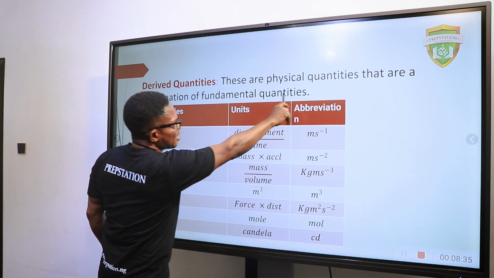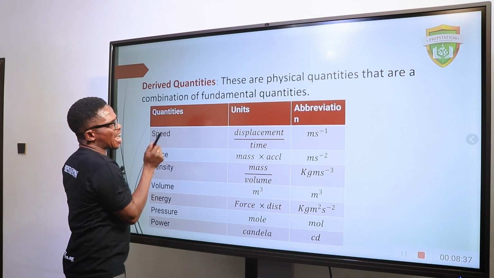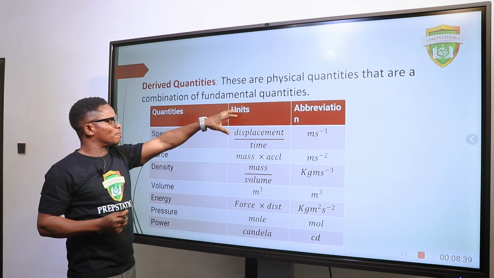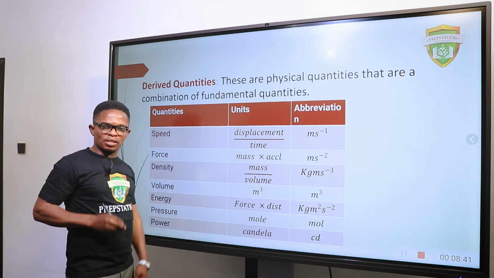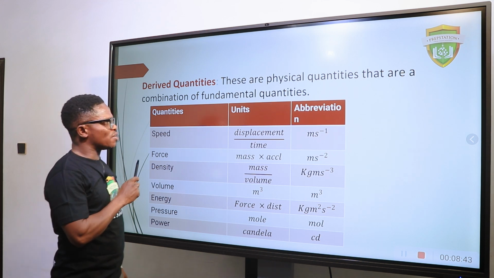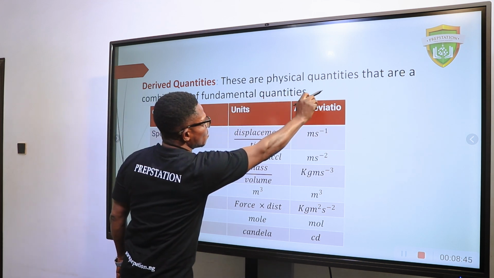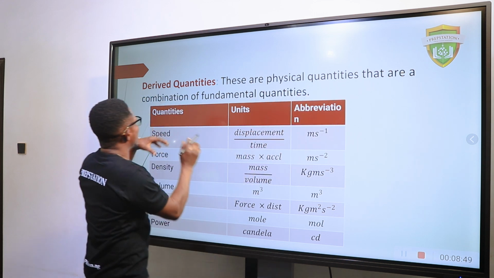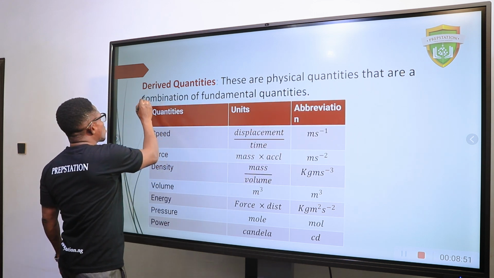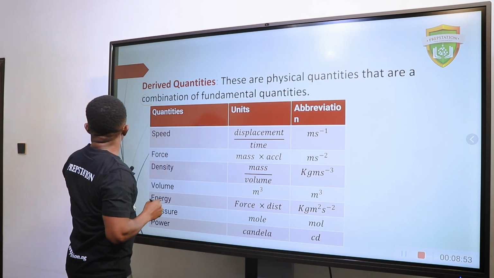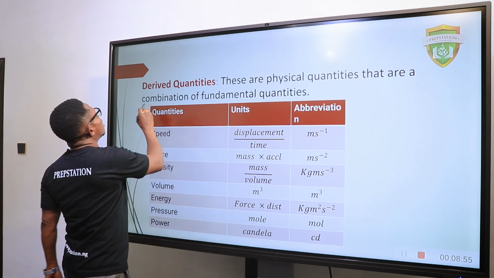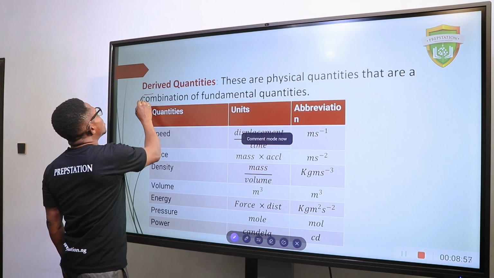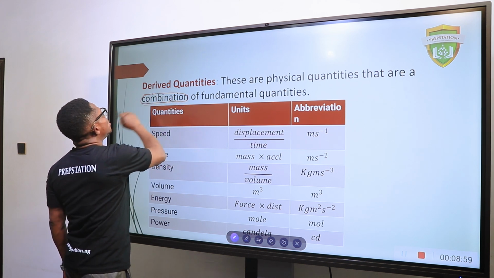So these are physical quantities that are a combination of the fundamental quantities. Take note of that. There are many definitions for this, but this is simple enough to understand. These are physical quantities that are what? A combination. This combination signifies what? It signifies the arithmetic operation I mentioned.